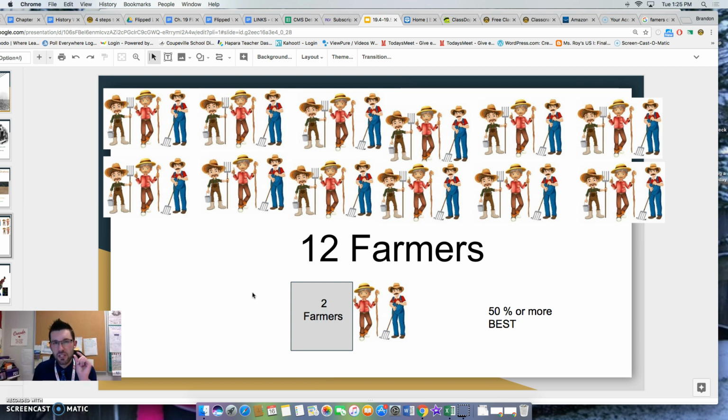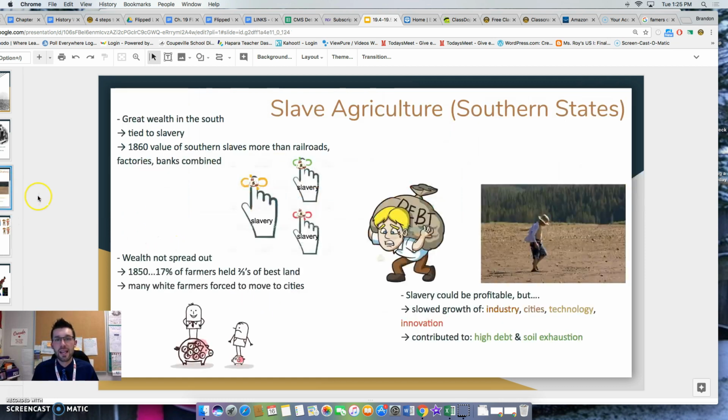So as you can see, it's a very small amount of farmers who actually had the best land and slaves in the Southern economy, or in the South just in general. Because of this, many white farmers were forced to leave their rural farms and go to more urban centers or cities. Now, slavery, as we can see, could be very profitable, as that 17% could tell you. However, it did have some negatives. First, it slowed the growth of industry. It slowed the growth of cities, of technology, and innovation, of creating new things.